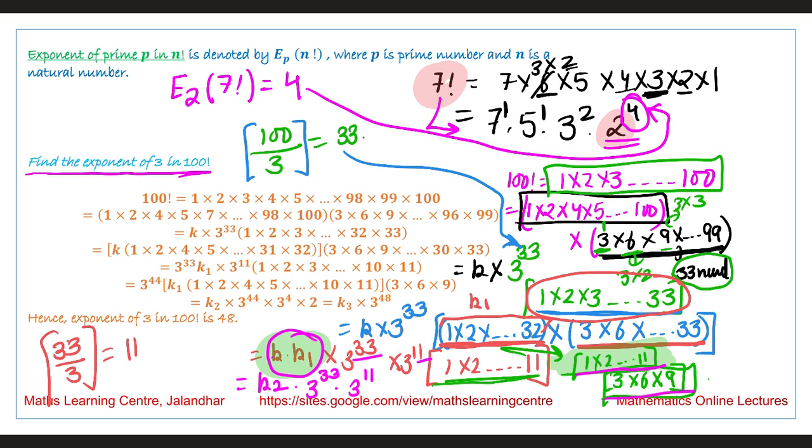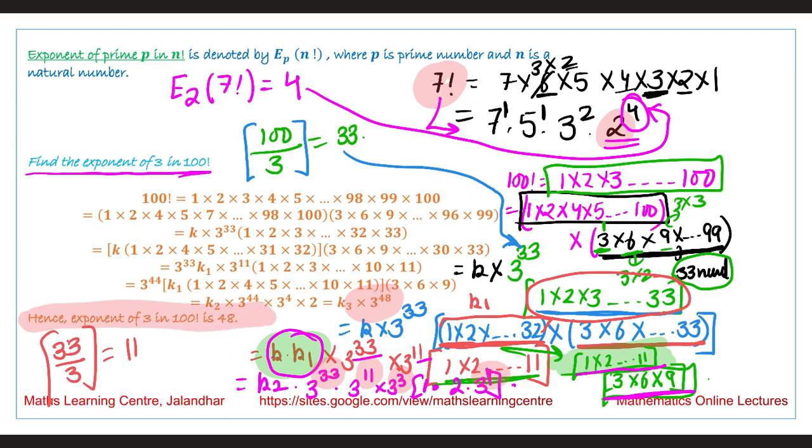Then from these 3 terms we can write 3 raised to the power 3 common, and we are left with 1 into 2 into 3. So the power of 3 we have over here is 1. So the total power we have is 33 plus 11 plus 3 plus 1. The total exponent of 3 we have is 48.